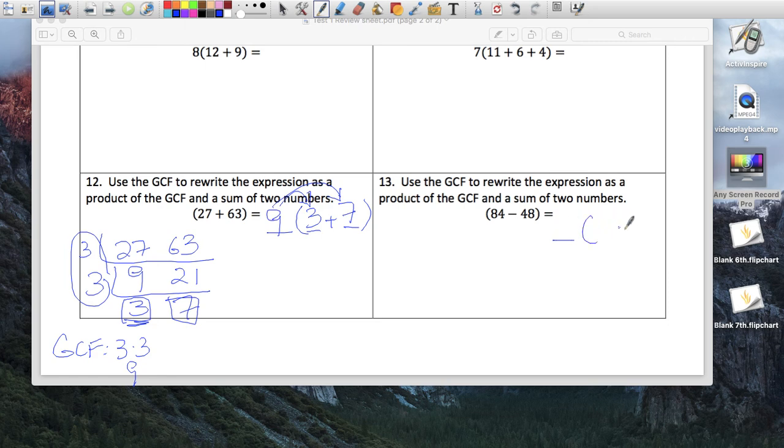Same thing here. The GCF, right? Minus in this case. So we write the expression as a product. The GCF multiplying. Oh, this should have said difference, by the way, not sum. Difference of two numbers. 84 and 48. So I'm going to use 2. 42 and 24. I can use 2 again. 21 and 12. Yes.